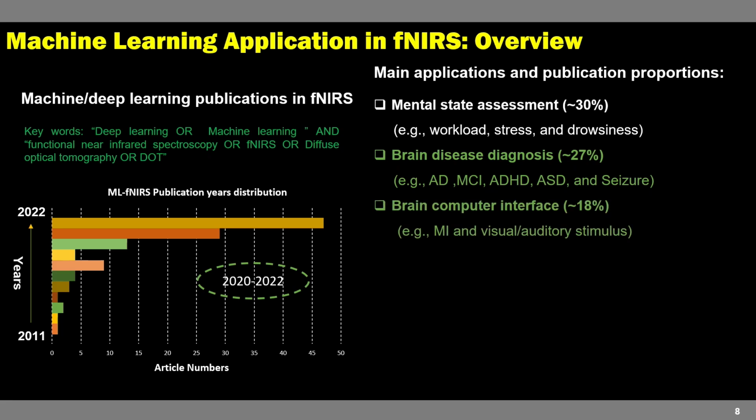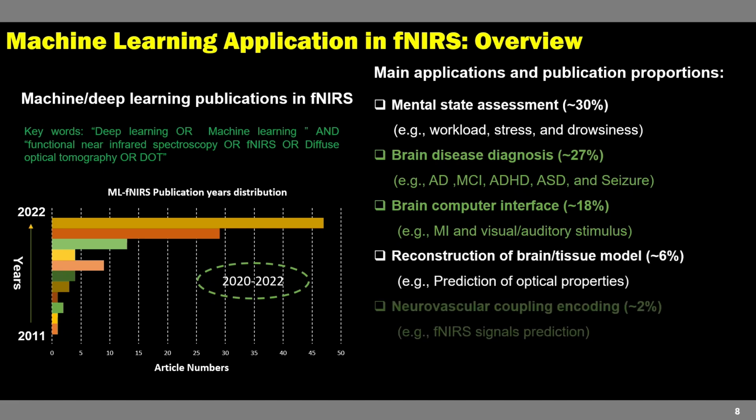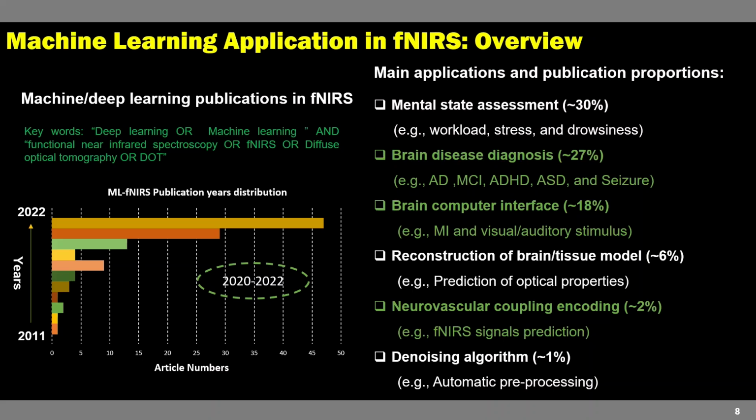The other main hot topic is brain-computer interface. We use fNIRS to get different brain signals and encode them as output to control some devices. The other applications, which not many papers mention but are also very interesting, include reconstructing brain or tissue models, neurovascular coupling and denoising algorithms.